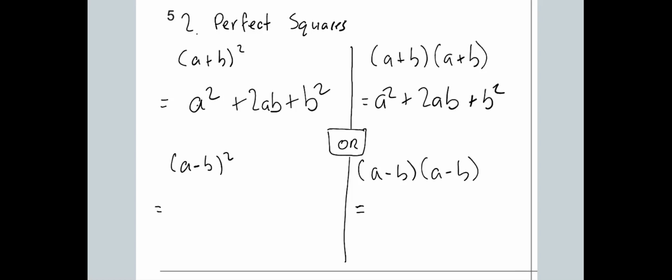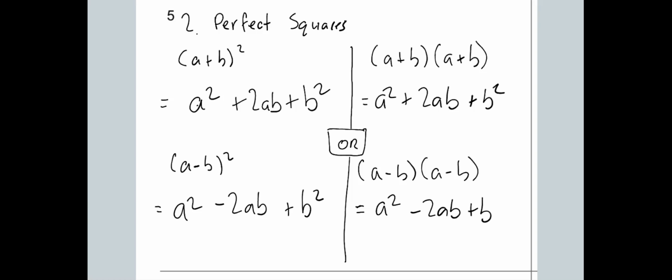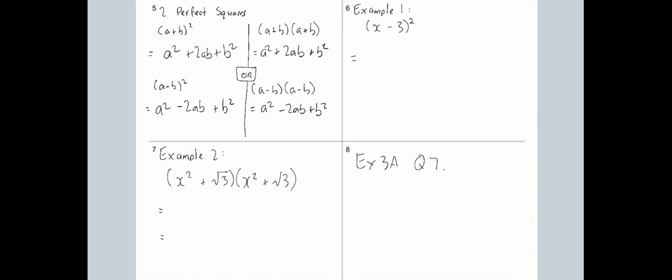Now, if it's A minus B, like I've got on the bottom there, then it's a matter of squaring the first plus squaring the last. And in the middle, same thing, 2AB, but we've got a minus instead of a plus there. So it's only the middle term that is different. Similarly, with A minus B times A minus B, it's A squared minus 2AB plus B squared, like so. That's the pattern. You just need to apply the pattern to different problems that come your way.